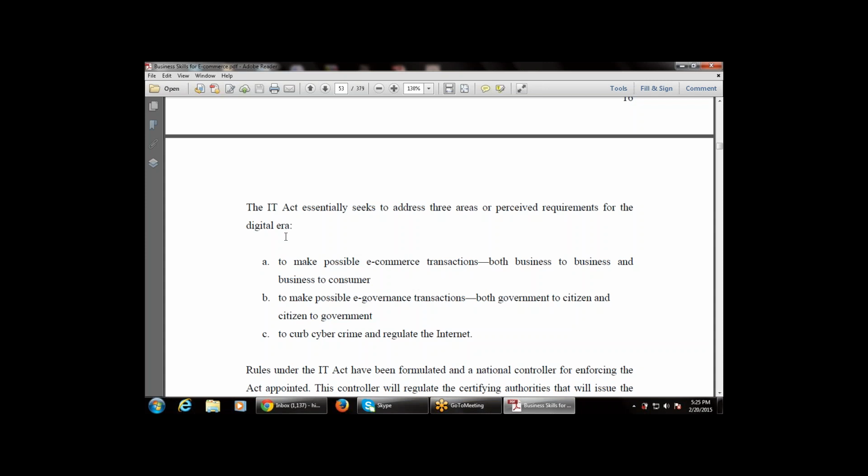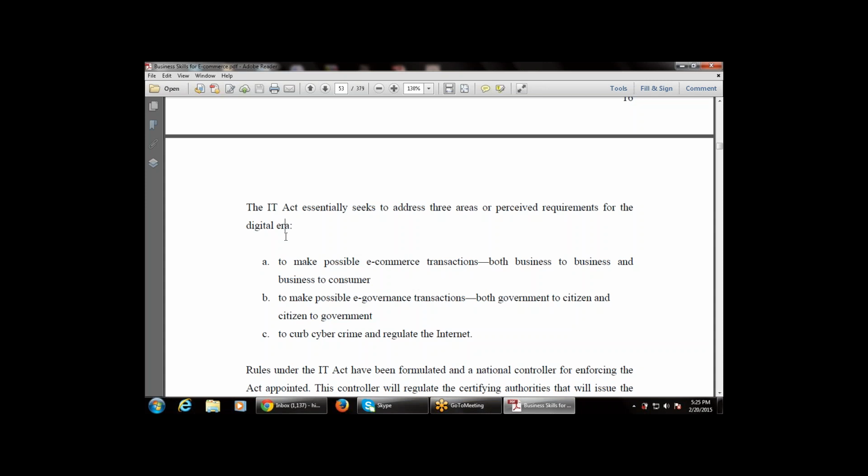Now, what are the three areas covered by the IT Act 2001? This includes making e-commerce transactions possible, both B2B, that is business to business, and business to consumer. Next is to make e-governance transactions possible, both government to citizen and citizen to government.